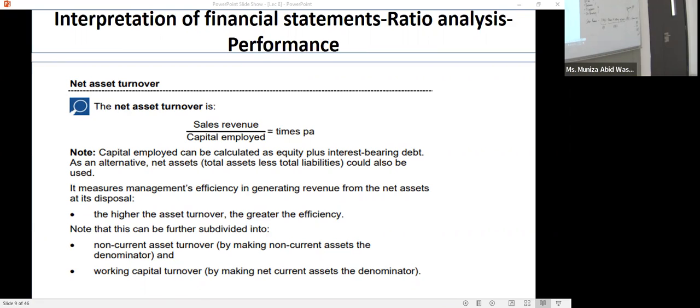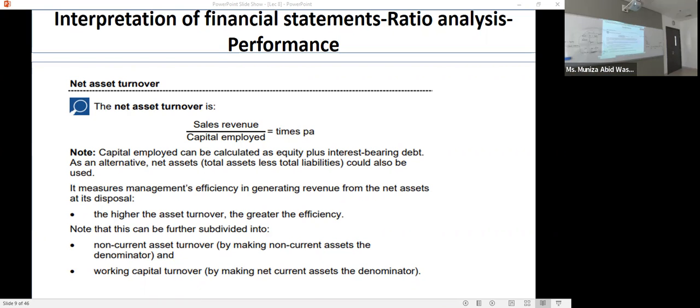So they say capital employed can be calculated as equity plus interest bearing debt. So obviously it is again equity plus liabilities. As an alternative, net assets, total assets minus total liabilities, could also be used. If you are deducting total liabilities from the total assets, you will be remaining only with the equity. So instead of taking long-term liabilities and current liabilities both into view, you can take only equity into view also. It measures the management's efficiency in generating revenue from the net assets at its disposal.